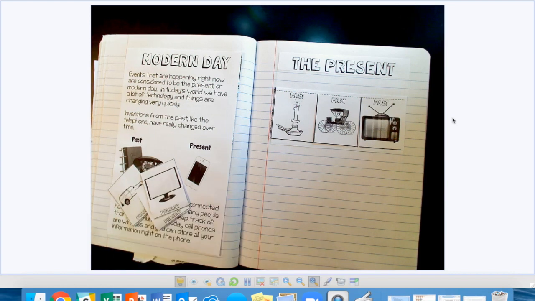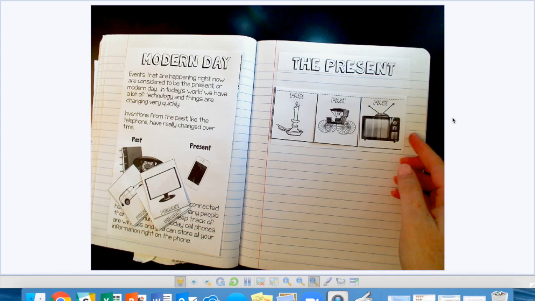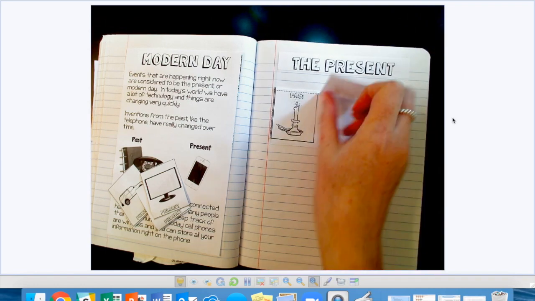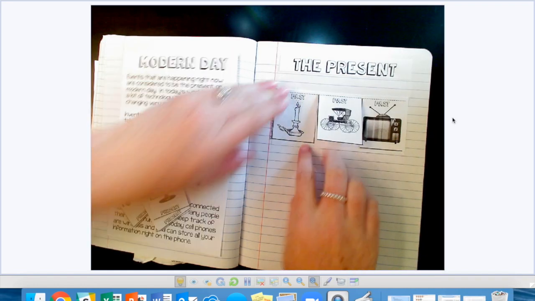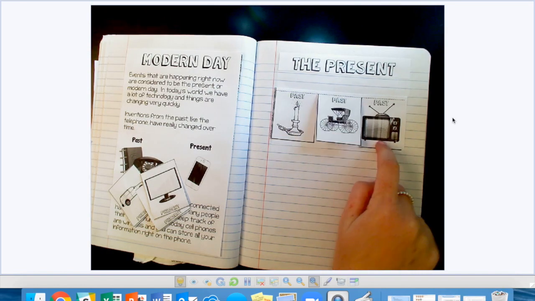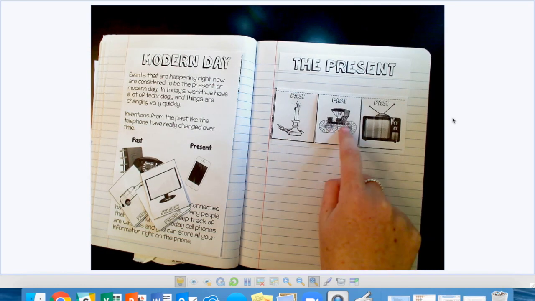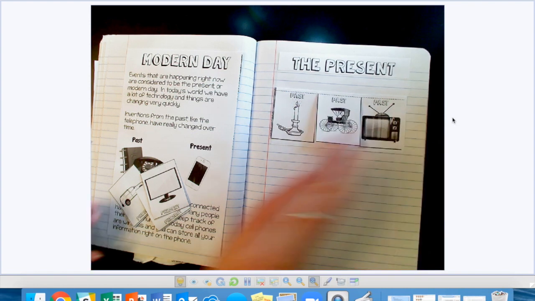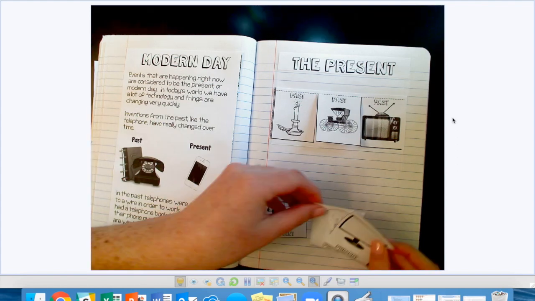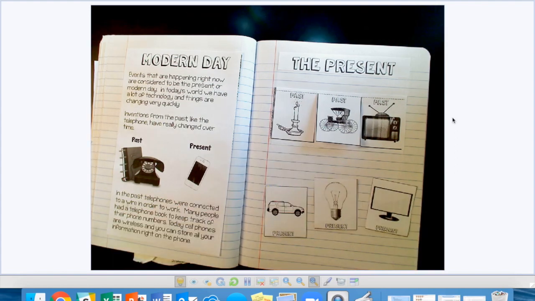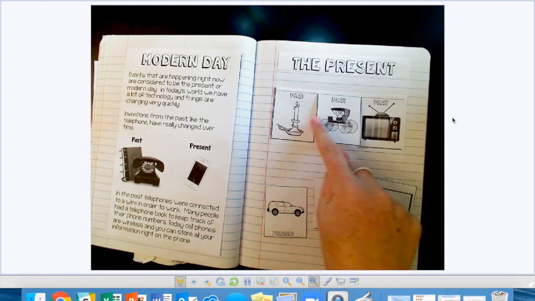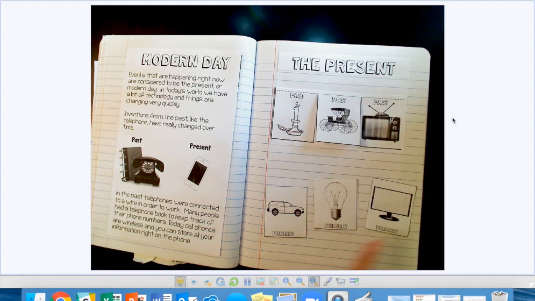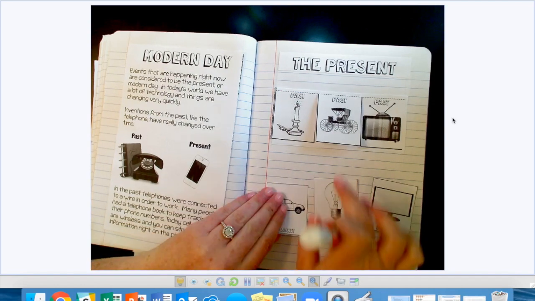Now we're going to make this little flip book. So you're going to cut it, glue it down, and make this a past of light, cars, and TV. Then you're going to take these pictures and glue them underneath to represent the present. So these are all these items in the past, and these are them in the present.